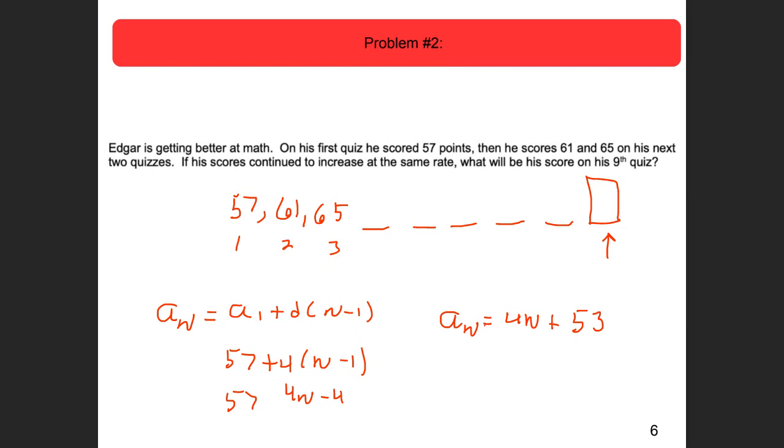I want to know what the score is on his ninth quiz. So all I have to do is plug in 9 here, okay? So 4 times 9 plus 53 is equal to 89. So that's one way of getting it. Now, I could have gotten it this way, too. I could just keep adding 4. So his fourth would be 69, 73, 77, 81, 85, 89. I could get the same answer doing it either way.